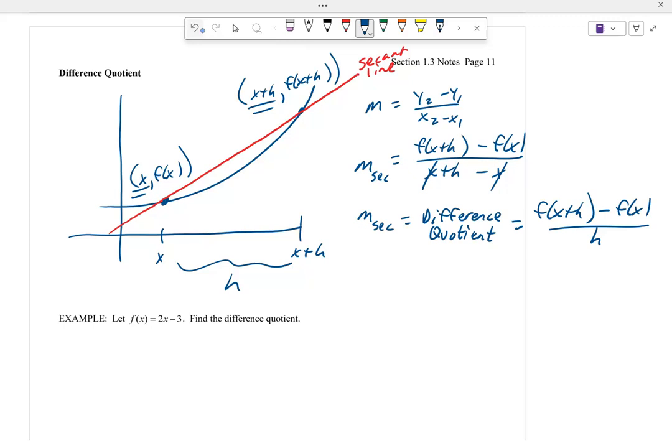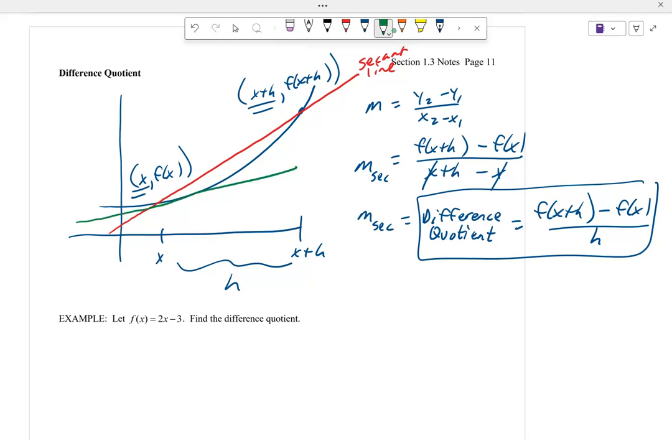Again, this is called the difference quotient. And eventually it'll help you to find the slope of the tangent right there. That's what we're going to want to find in calculus, the slope of the tangent right there at that point. Okay, but we're going to use this difference quotient. Again, discussion for another time, but that's a little bit of introduction to the difference quotient.